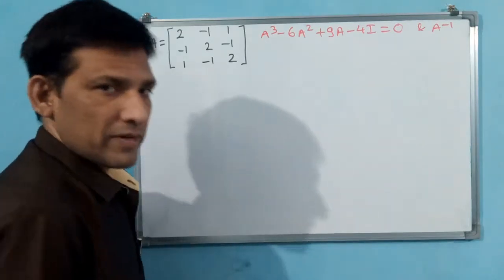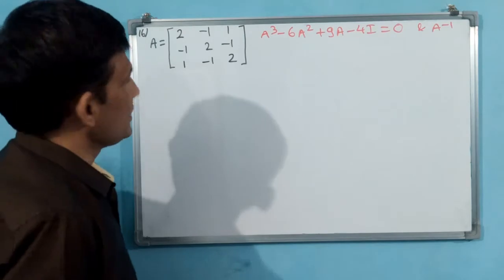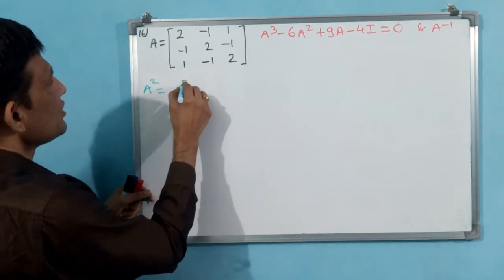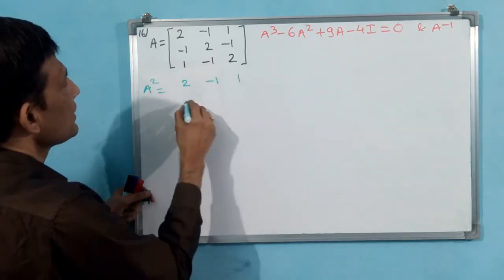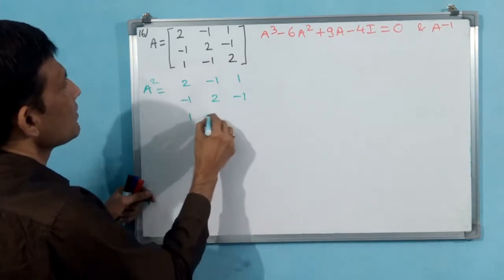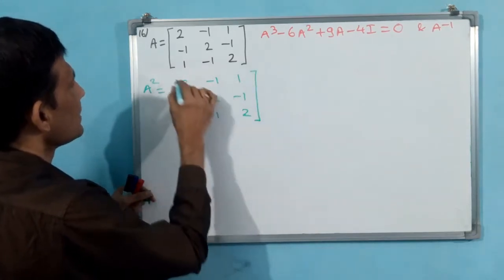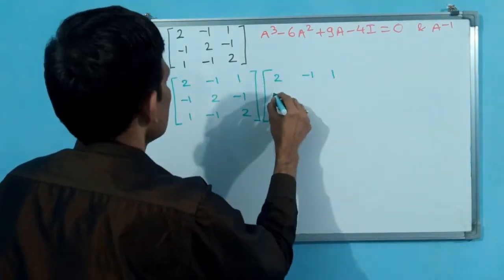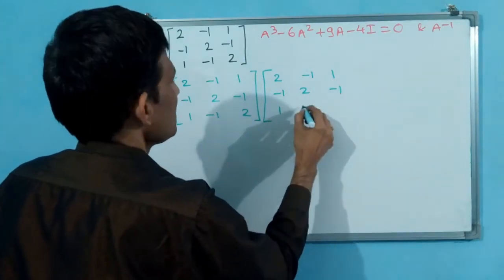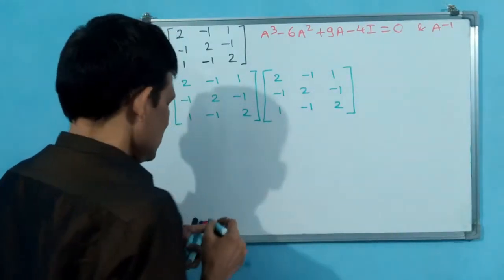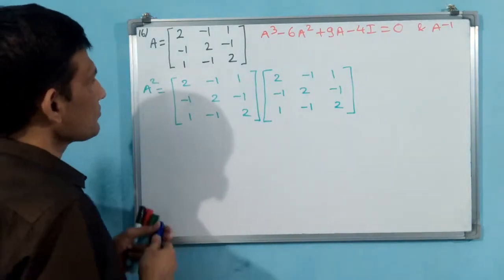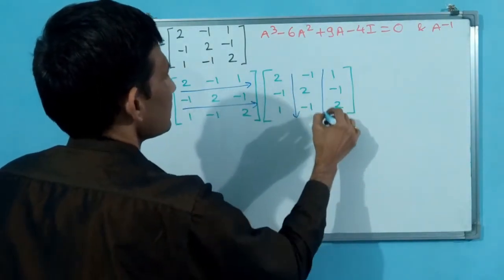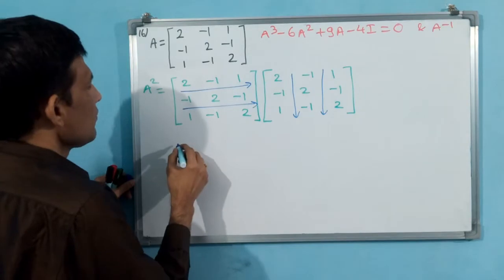Okay. Let us proceed. First let us find A square. See how I am doing A square. A square is equal to the matrix 2 minus 1 1, minus 1 2 minus 1, 1 minus 1 2, into the matrix 2 minus 1 1, minus 1 2 minus 1, 1 minus 1 2. See, this multiplication you have to do. See how I am doing.